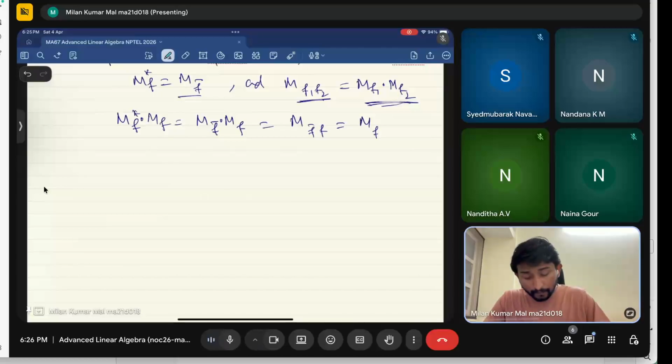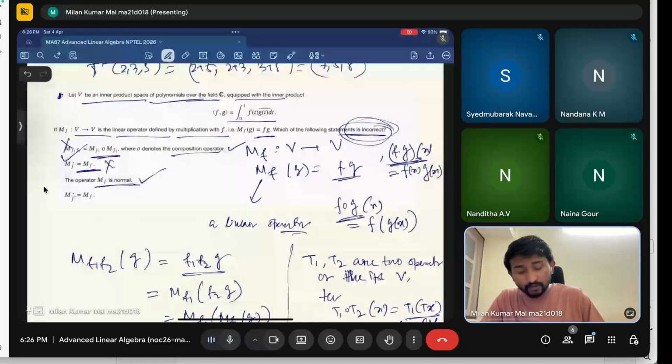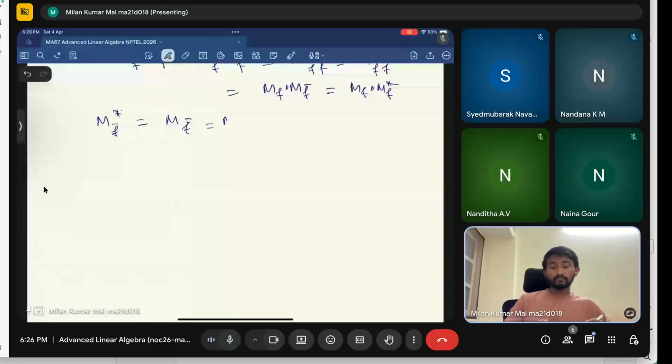And M of f bar star is M_f. That is once again correct, because we have obtained that M of f bar star equals M of f bar bar, which equals M of f. So that is also a correct statement, and as an option it is incorrect. I hope this question is clear. If there is any doubt or confusion, you can let me know. I'll try to explain those things once again.